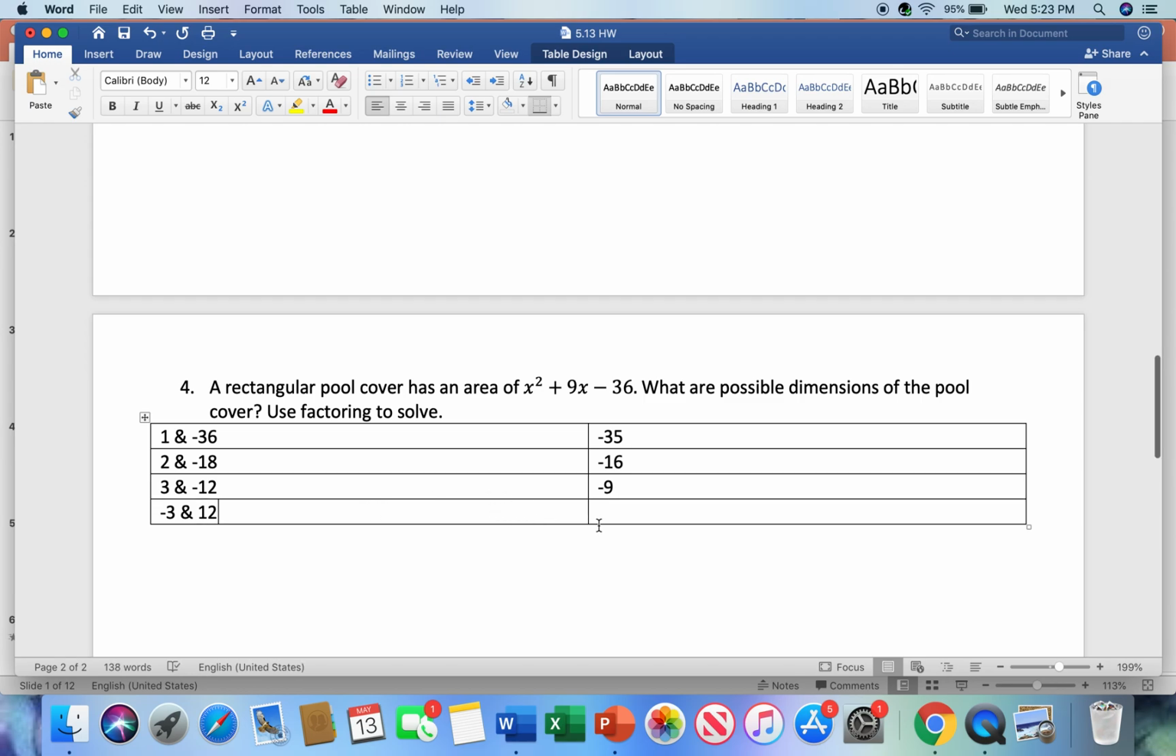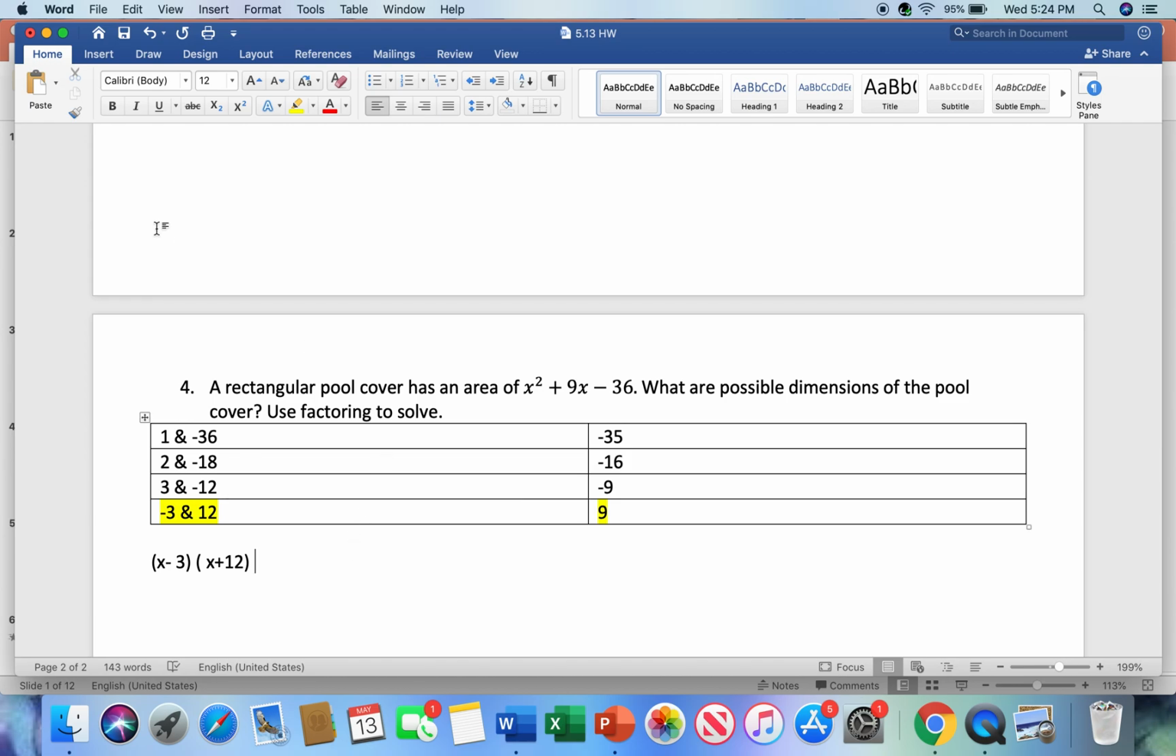Negative 3 plus 12 gives me positive 9. So now I know that these are the factors that I'm going to use. So my factored form is going to be x minus 3 times x plus 12.